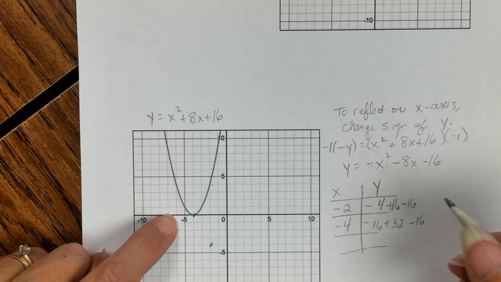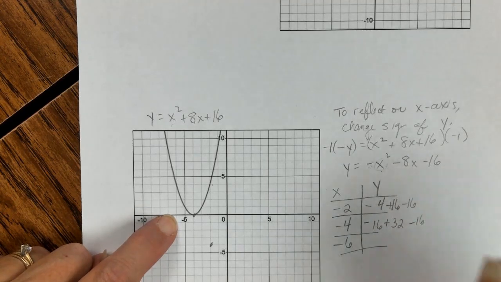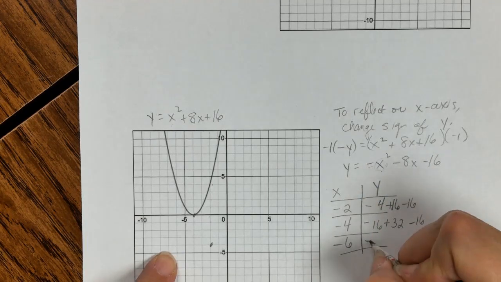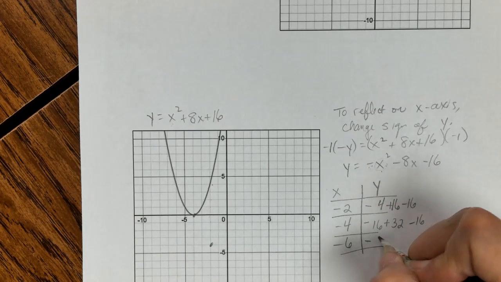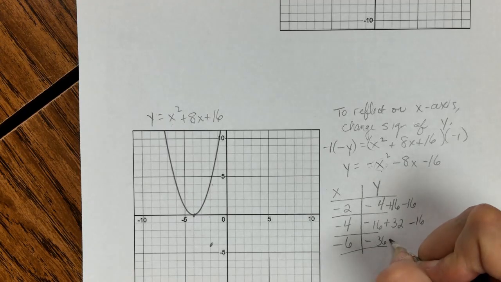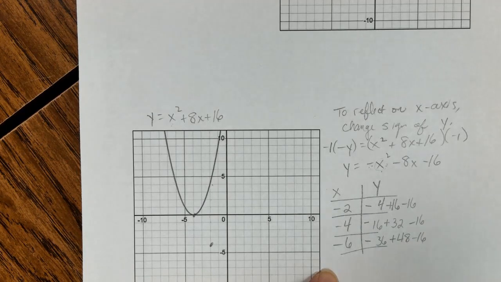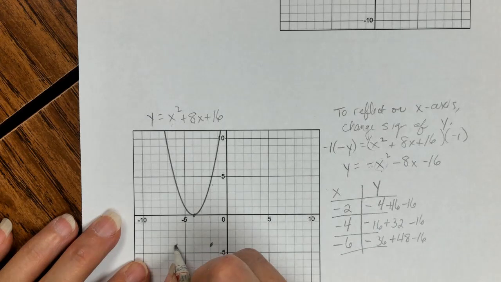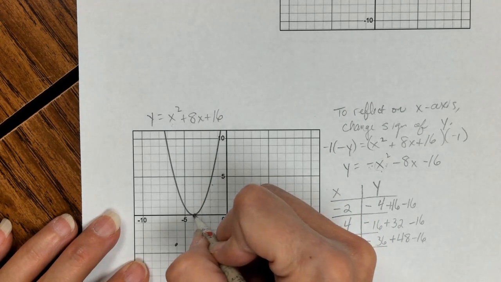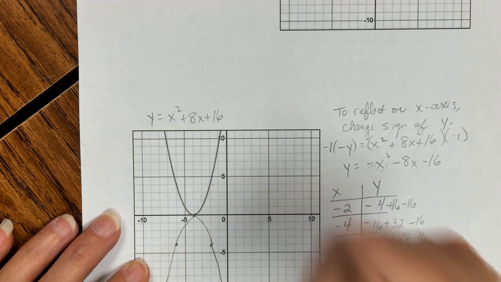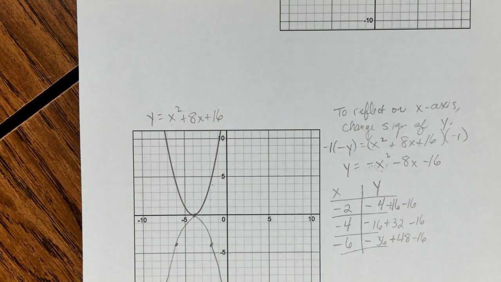And then we go to -6. This should give us -4 again for the y. Opposite of -6 squared is 36, minus negative 48, so plus 48 minus 16. Okay, looks like negative 4. So we go right here. I could pick some other points to do a better sketch, but we have something like that. And we have reflected it on the x-axis.